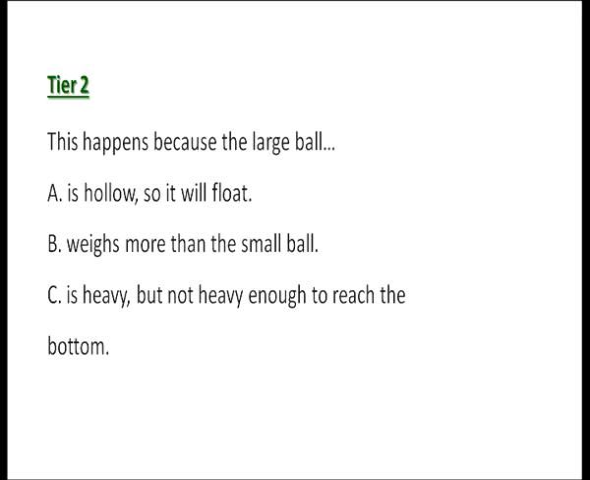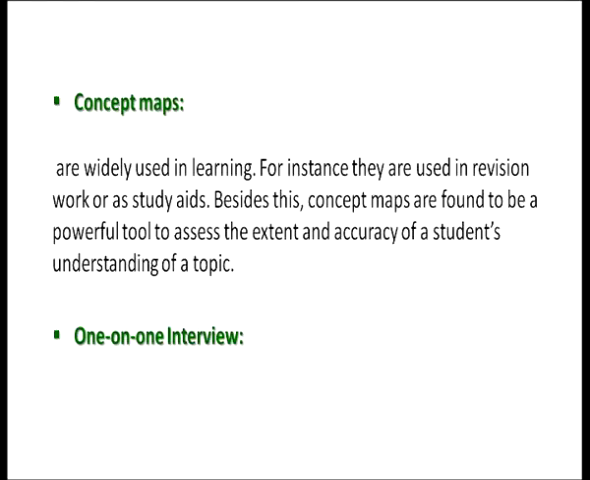So if a child has encircled A, then what is given for A is his understanding. If he encircles B, then B is his understanding. If he encircles C, then C is his understanding. We can also make use of concept maps, which are also known as mind maps. And we can also have one-on-one interviews wherein you ask a series of questions to a learner and the learner will present answers based on the questions that you present.